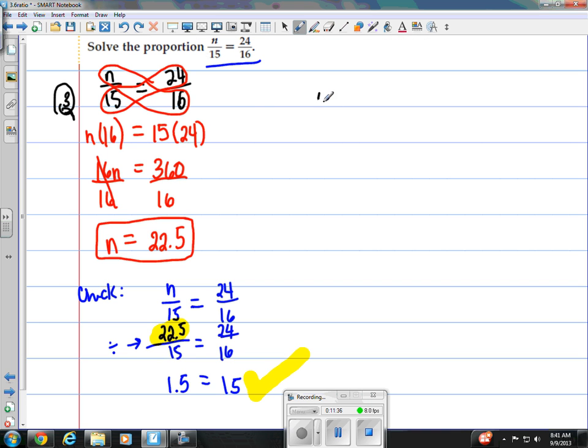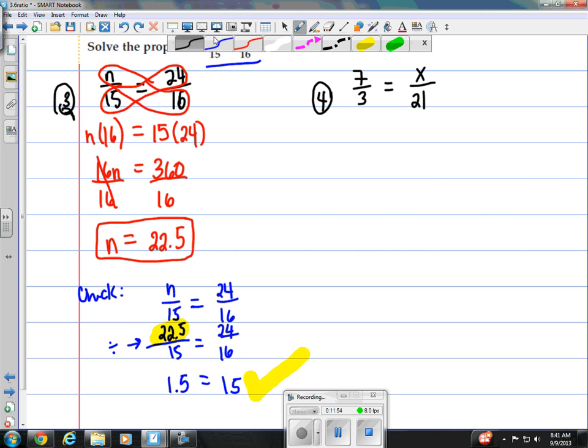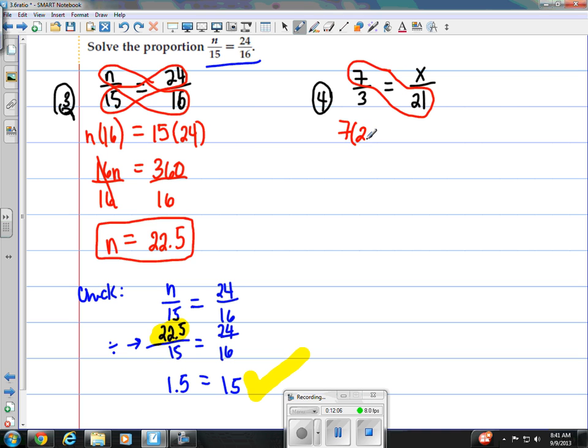Let's do one more example. Example 4. We have 7 over 3 equals x over 21. So the first thing we need to do is cross multiply because we have our proportion all set up. So 7 times 21 equals 3 times x. And then we say 7 times 21 gives us 147.